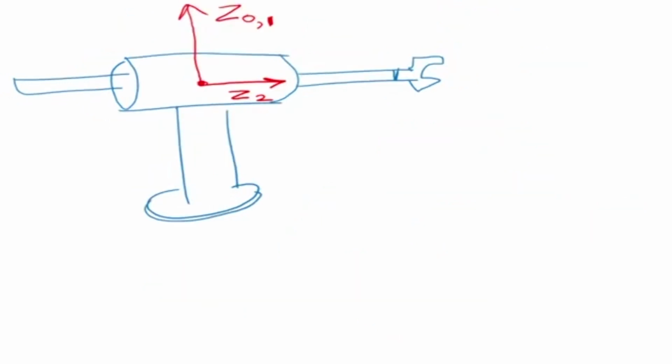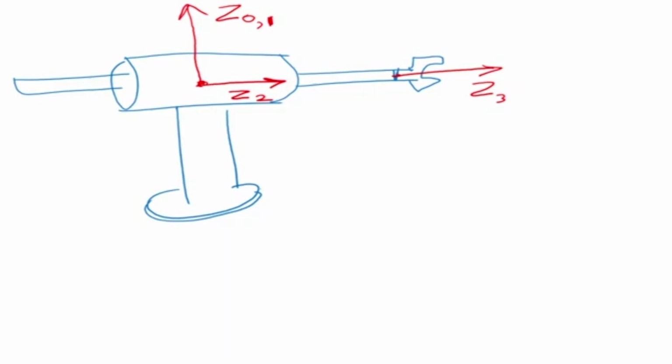Now, okay, so Z2 is here. What about Z3? Z3 is the rotation axis there. Okay, so I have Z0, Z1, Z2, Z3. Now you see something, that Z1 and Z2 are intersecting. Okay, so they are intersecting at this point, which is here.